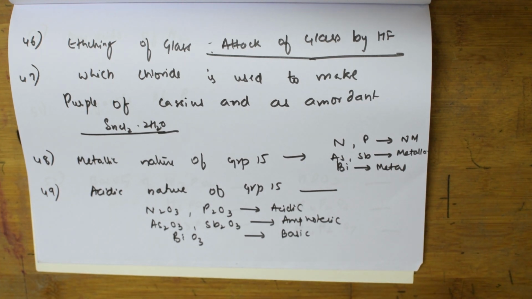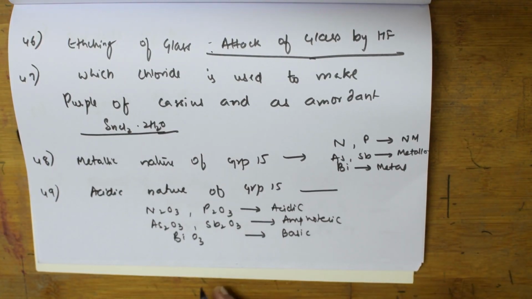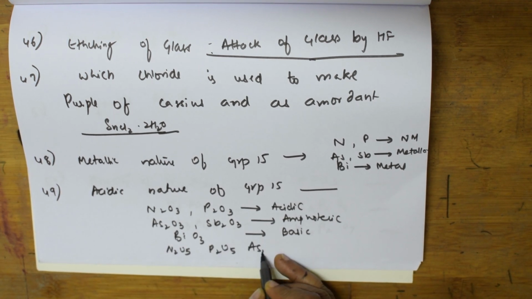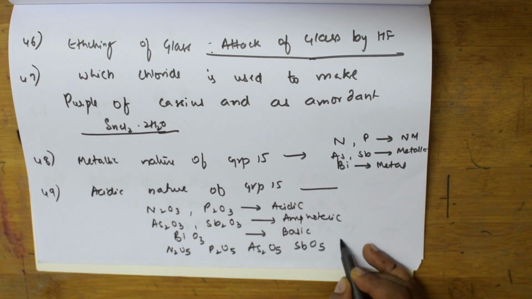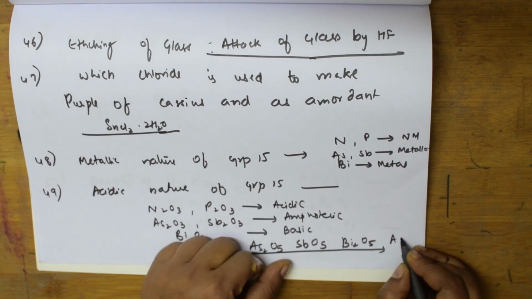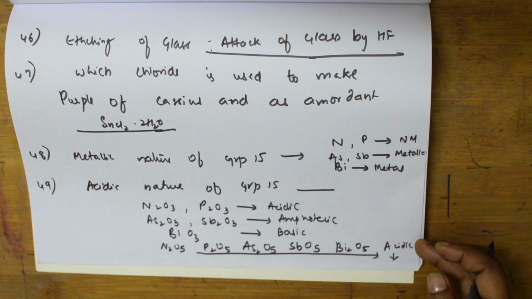When I have to see the order of acidic nature, remember N2O5, P2O5, As2O5, Sb2O5, Bi2O5. Moving from top to bottom, the acidic character decreases as the size increases. Remember this.